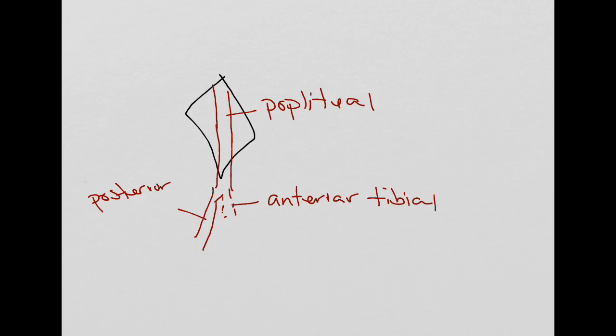Branching off the posterior tibial artery will be the fibular artery, and that will stay in the posterior compartment. It just runs a little bit more on the lateral side. Those are all of the arteries besides the coronary arteries that you need to know. In the next video, we'll look at all of the veins that you need to know.